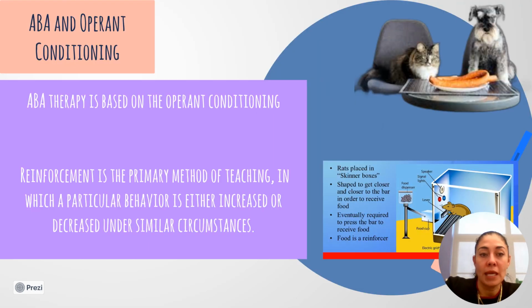reinforcement or punishment. Initially, operant conditioning was based mainly on animal models, but it has since evolved into more sophisticated applications. It is regarded as one of the founding practices of ABA therapy, which is all about teaching skills, modifying behaviors, and creating independence. ABA therapy is based on the operant conditioning theory, very important, of Skinner, who states that behaviors can be taught by controlling consequences. Reinforcement is the primary method of teaching.